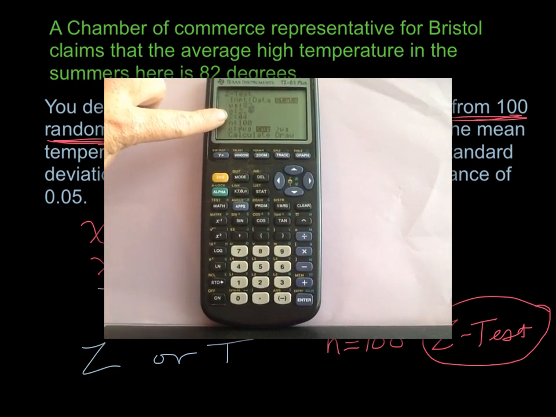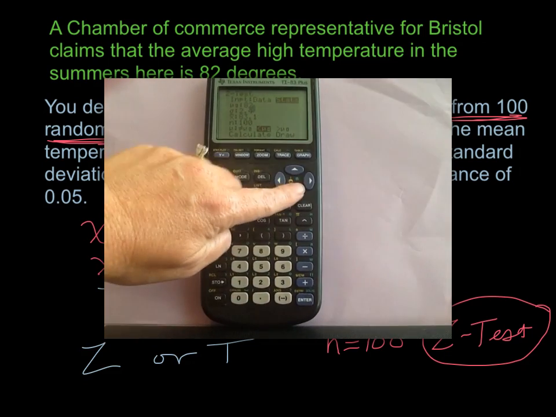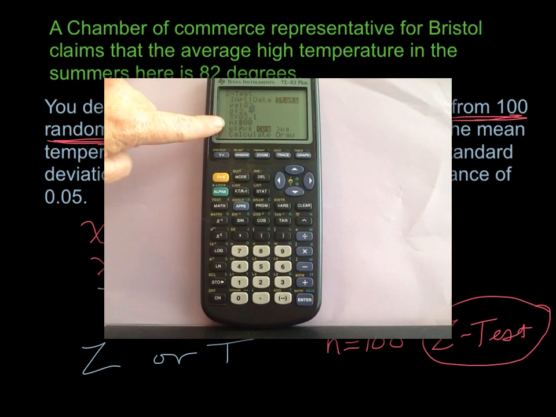And X bar is your sample mean. It wants to know what's the mean of your sample. Ours was 83.1. And then you've got N, your sample size. Well, we already have 100 typed in, so that works out great. We had 100 days in our sample, so N was 100.